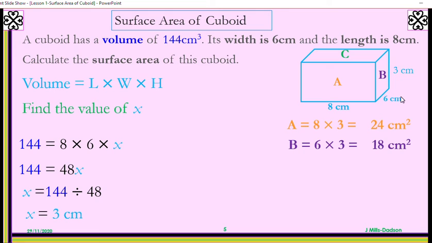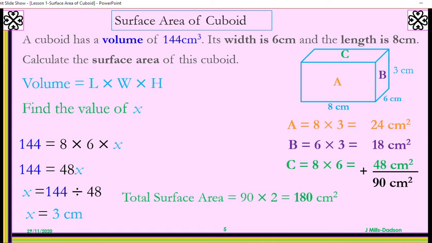Face B, 6 times 3, 18. Face C, 8 times 6, 48. The sum of the three faces is 90 cm squared. And to work out the total surface area, I multiply 90 times 2. That gives me 180 cm squared. So such a cuboid with volume 144 cm cubed will give us 180 centimeters squared as the surface area.